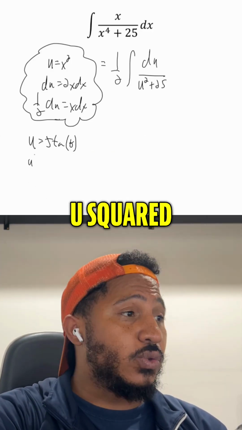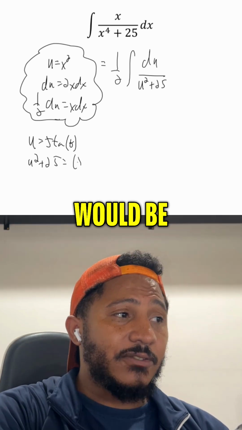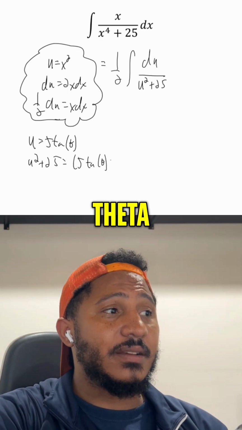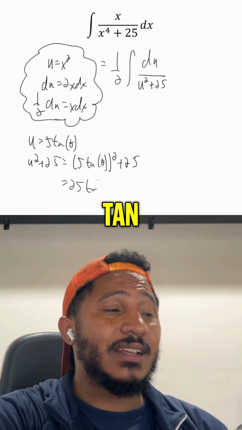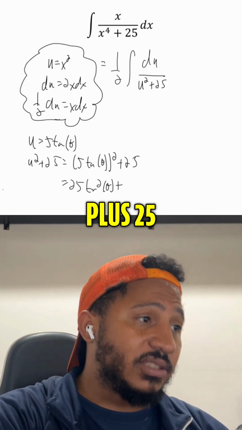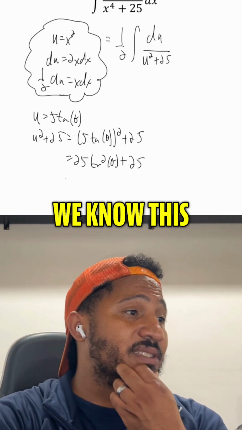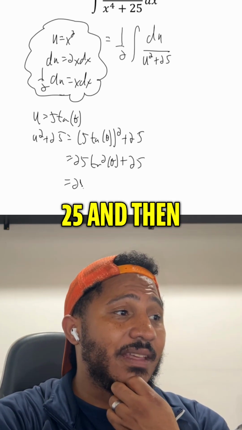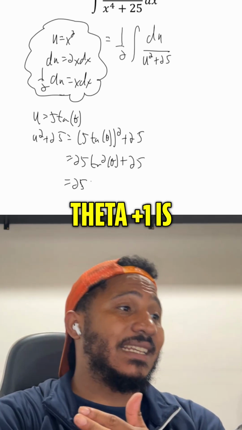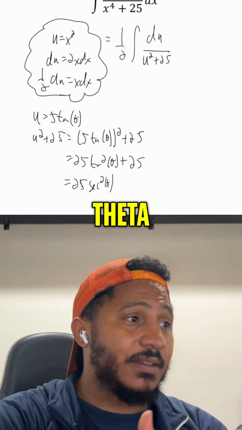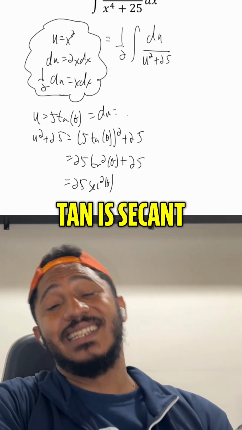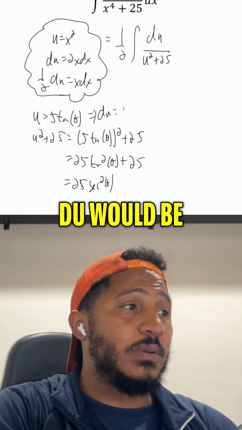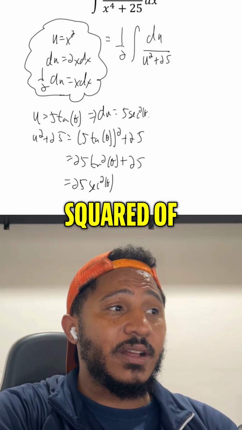Then, of course, u squared plus 25 would be 5 tan of theta squared plus 25, which is 25 tan squared of theta plus 25. Factoring out the 25, we know this is 25 times tan squared of theta plus 1, which is secant squared of theta. But then if u is 5 tan theta, then we know that du, remember the derivative of tan is secant squared. So du would be 5 secant squared of theta d theta.